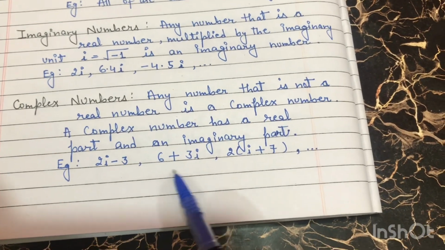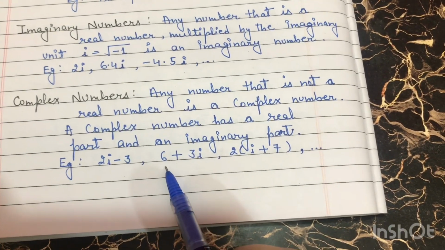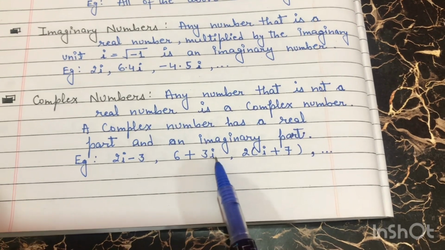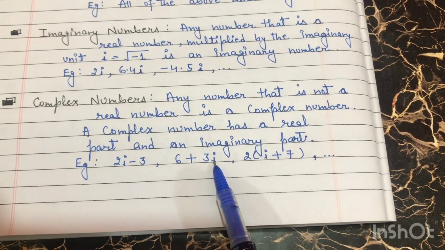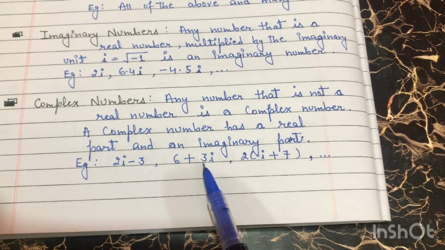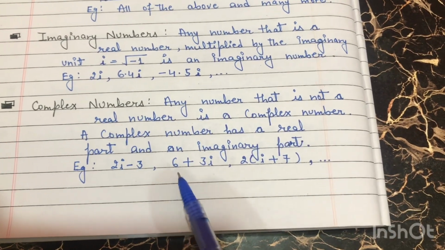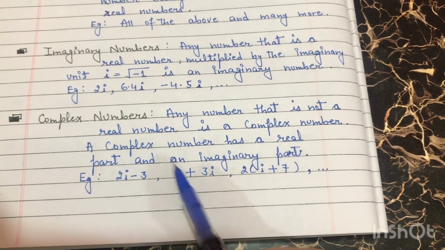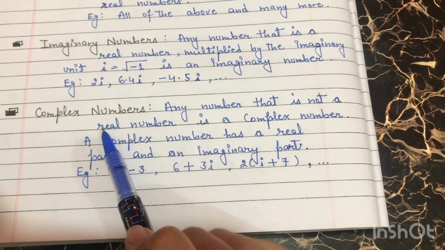So in this, tell me what is the real part. It is 6, right? And what is the imaginary part? 3 iota. The number which is multiplied by iota, its coefficient, is always what? An imaginary part. And the one which is not with the iota is the real part. So this together makes a complex number.